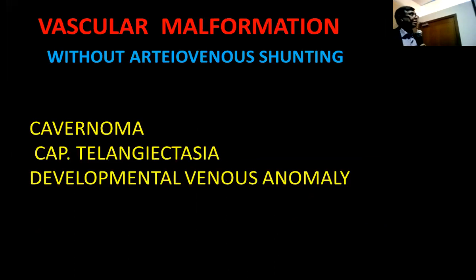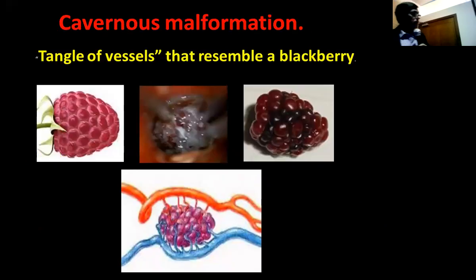What is this cavernoma? Vascular malformations are two types. One with arteriovenous shunting, like AVM. There's a shunt of blood from arteries to veins. And ones without arteriovenous shunting. And we are dealing with these three types: cavernomas, capillary telangiectasia, developmental venous anomalies. Cavernoma is just like blackberry.